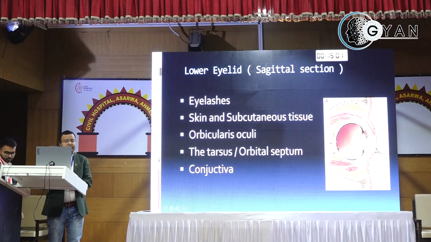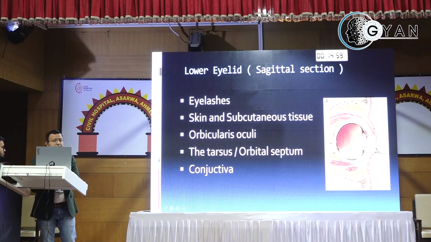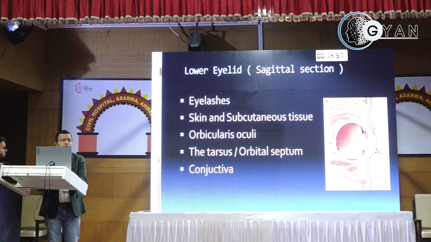Now if you see the sagittal section of the lower eyelid, these are the areas which we are going to encounter if you go from anterior to posterior. First one is the eyelashes, followed by the skin and subcutaneous tissue. The third layer is going to be the orbicularis oculi muscle. Behind that there would be the tarsus plate followed by the orbital septum, which is in continuation, and the conjunctiva.